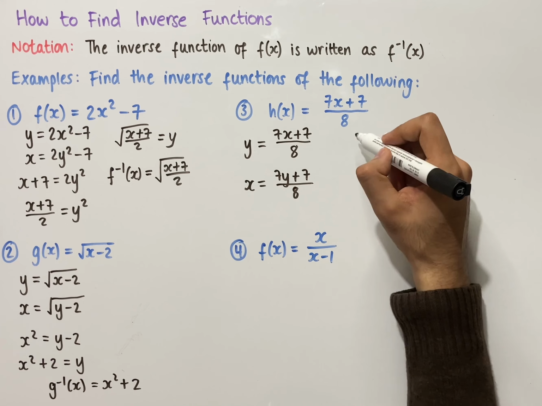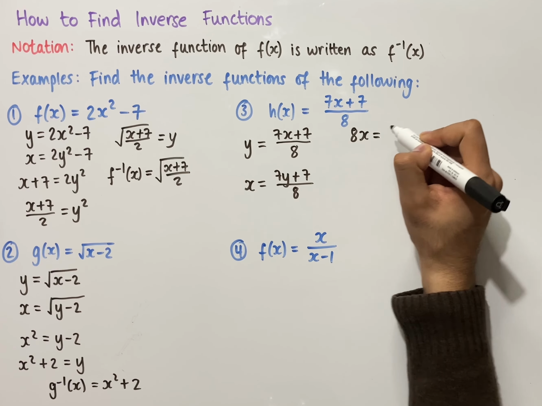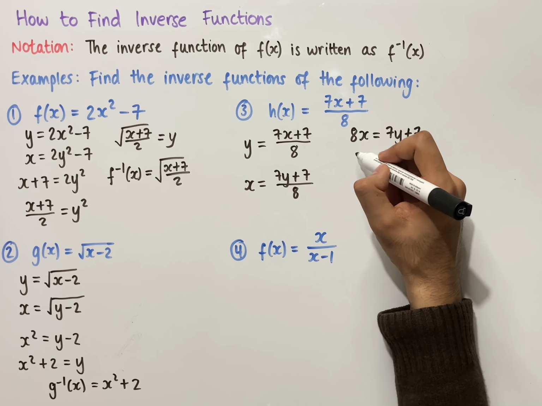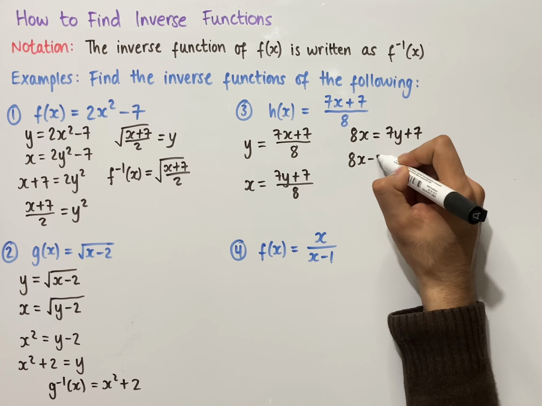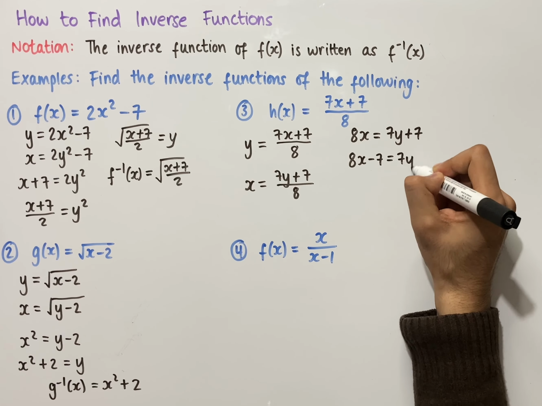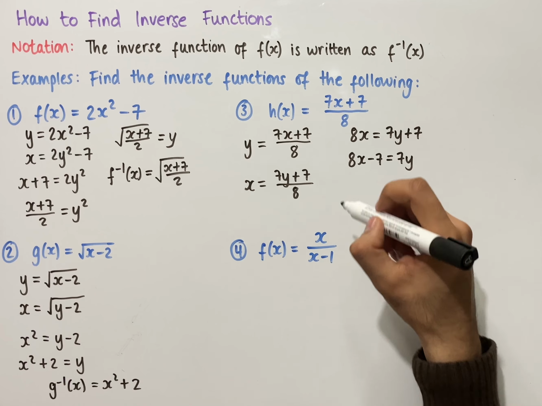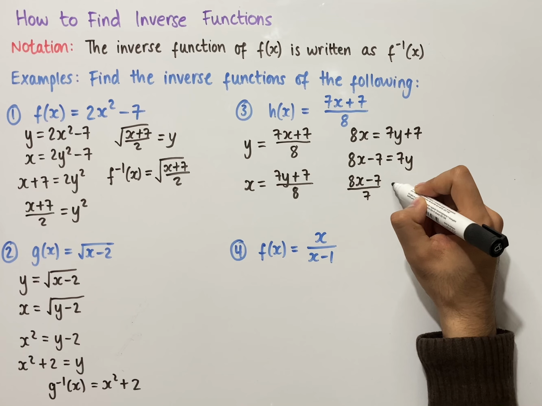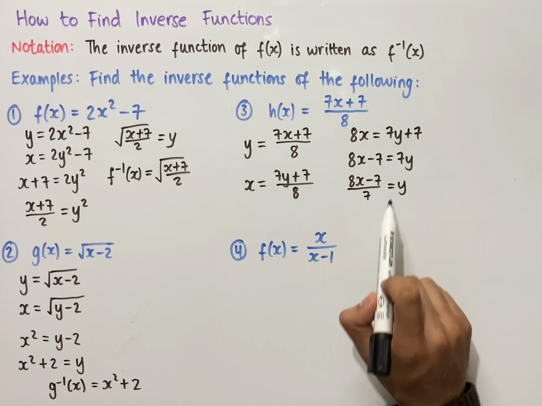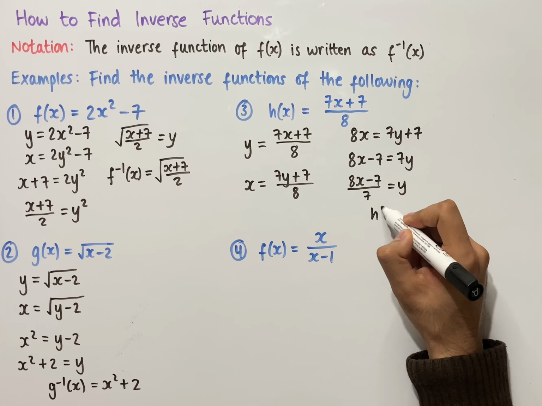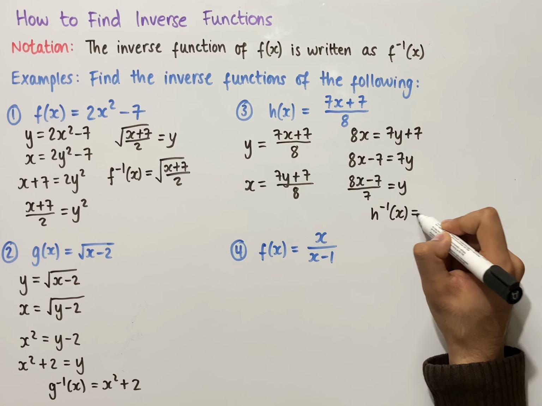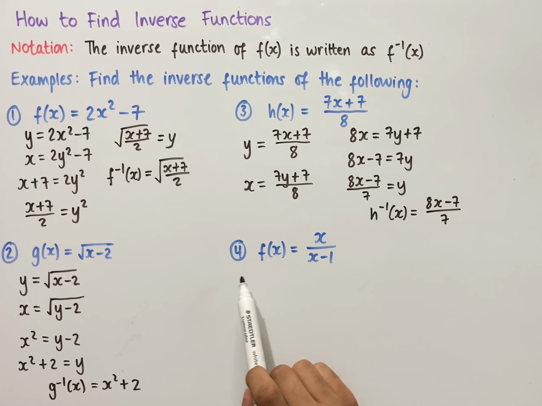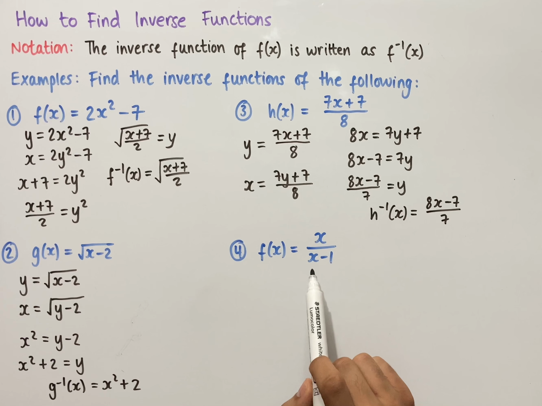sides by 8, which gives us 8x equals 7y plus 7. We can then take away 7 from both sides, which gives us 8x minus 7 equals 7y. And then finally we can divide both sides by 7, which gives us 8x minus 7 all over 7 equals y. And so using the inverse function notation, we have h inverse of x equals 8x minus 7 all over 7. The final example says f of x equals x over x minus 1.